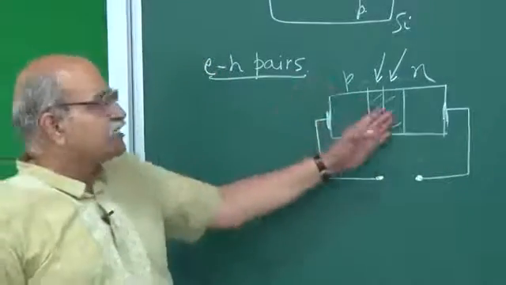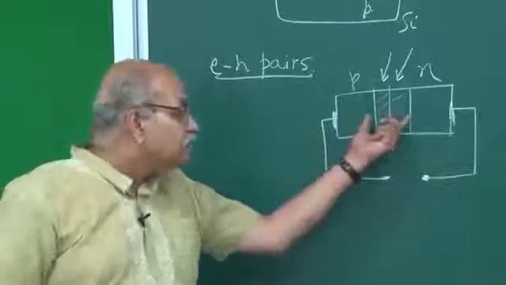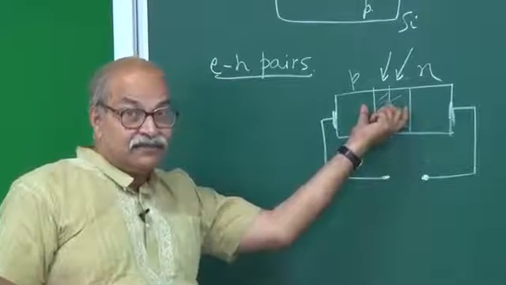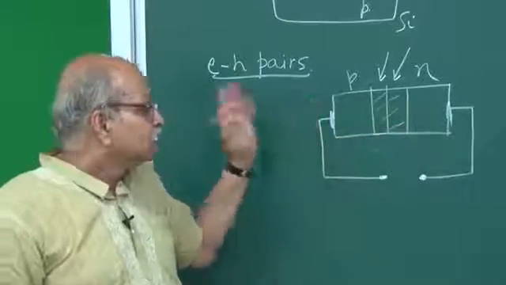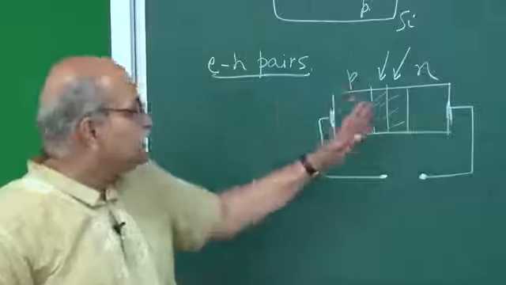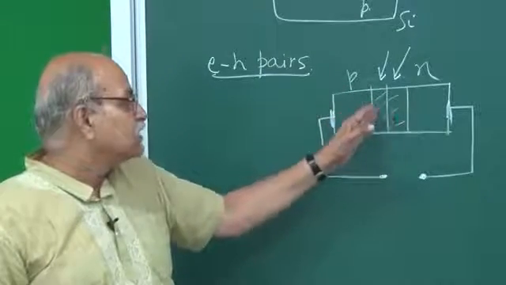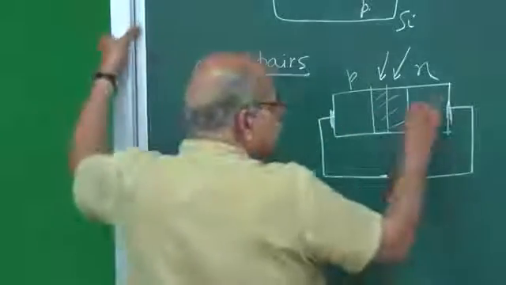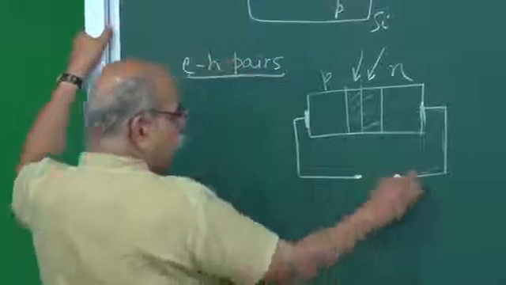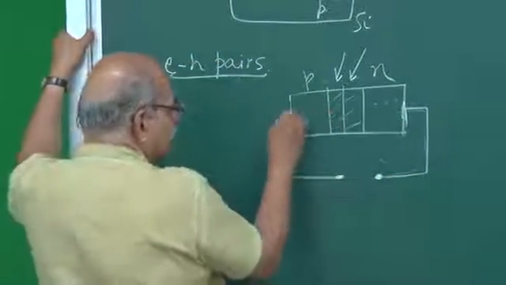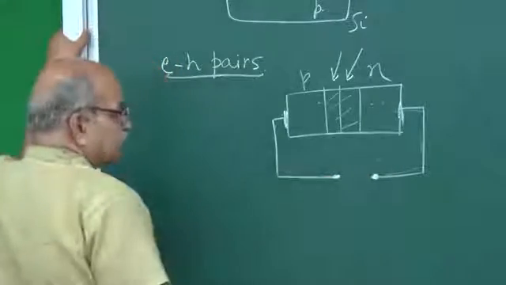and these EH pairs are created, and the electric field is there in the depletion layer, so the drift current will be there. The electric field will drive the electrons to the n side and these holes to the p side, and therefore you will have accumulation of negative charges here. They cannot go, the current is there, so you will have accumulation of positive charges here, you have accumulation of negative charges here.